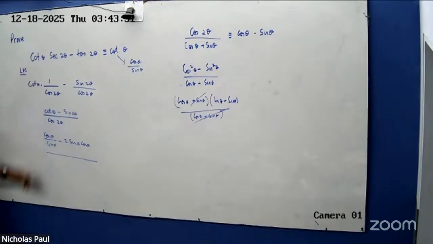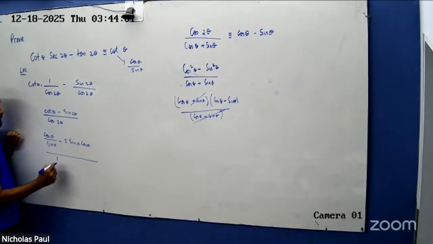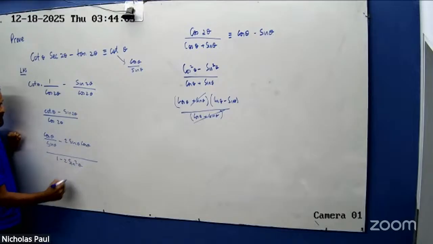We don't know which one to choose. Right? Which one do you all think we could probably choose? Which one? The one in terms of sine? All right. So let's choose 1 minus 2 sine squared theta. That's okay?